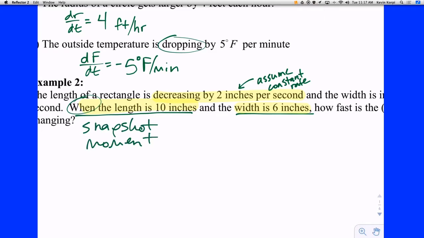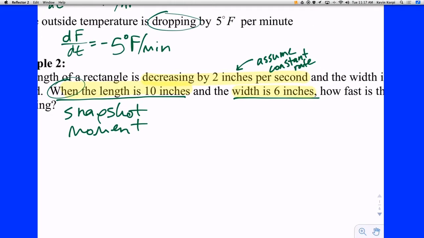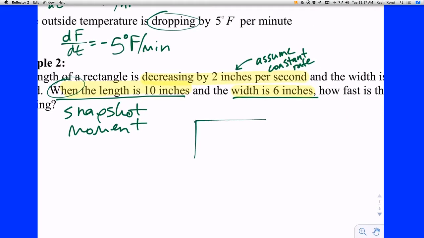Because remember, calculus is the rate of change at a single point in time. But we're not going to refer to the time as generally as when t equals 5 seconds or 2 hours into the event. It's usually going to be referencing a moment in time like this, when some of the dimensions are so-and-so. So here's what we're going to do. We're going to draw a picture, just like we do with optimization. It helps understand what we're doing. It also helps you define your variables, which is pretty important.